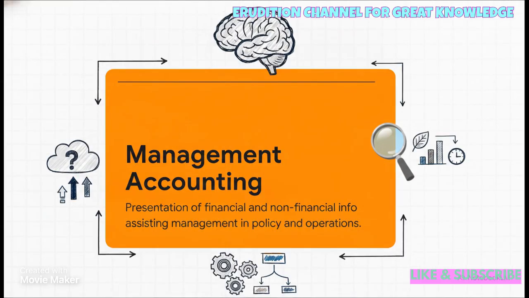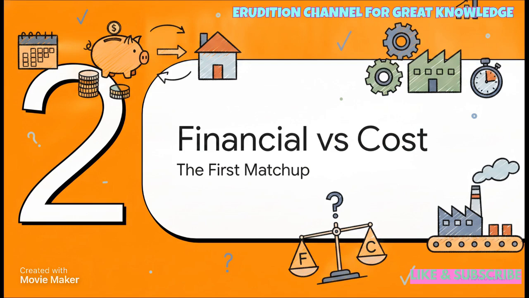And finally, we have management accounting. This one is fundamentally about assisting management in planning and decision-making, which is exactly why you'll sometimes hear it called decision accounting. Think of it as a much broader umbrella. It takes financial data, mixes it with non-financial information, and uses the whole package to forecast alternative business actions and guide day-to-day strategy. Moving right along to Section 2, financial versus cost accounting.